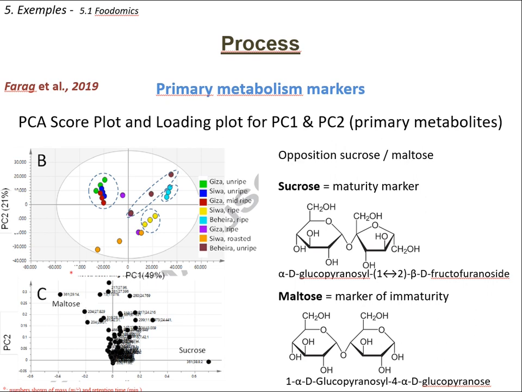On PC1 and PC2, PC1 is expressing 49% of the total variance and PC2 21%, so you have a pretty good view of the variance of the dataset on this principal component analysis. In this case, you have the different origins, Giza, Siwa, and Bahira, combined with different stages of ripening and the roasting process. And you see that sucrose will be a maturity marker. It separates the maturity. And maltose, on the left part of the loading plot, is rather a marker of immaturity.